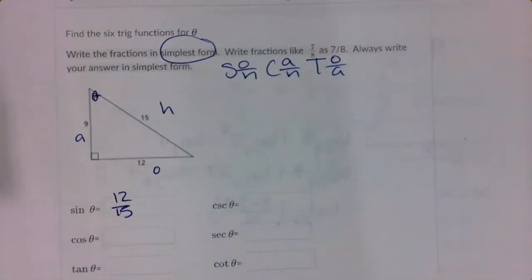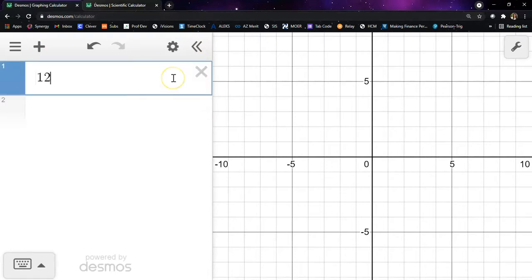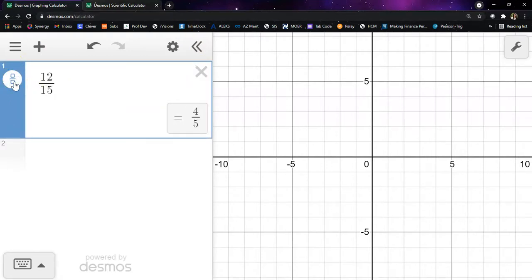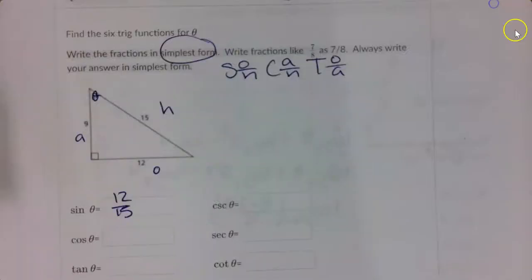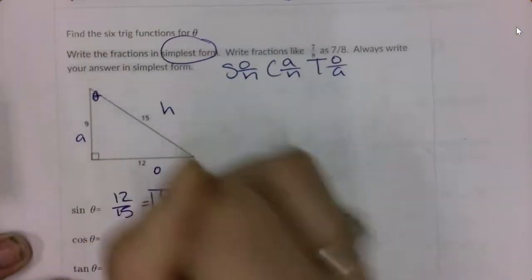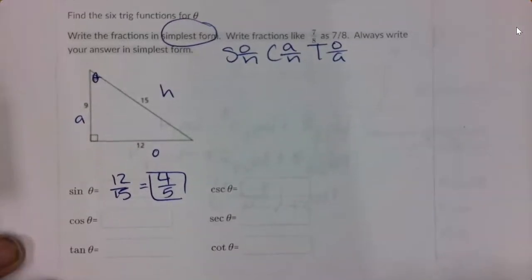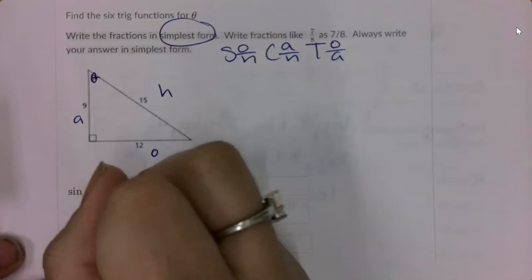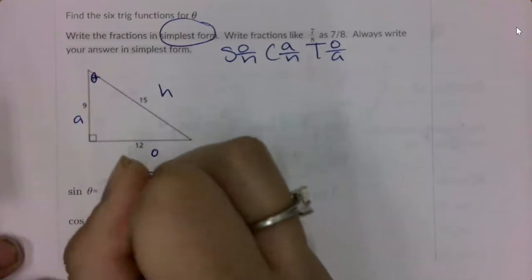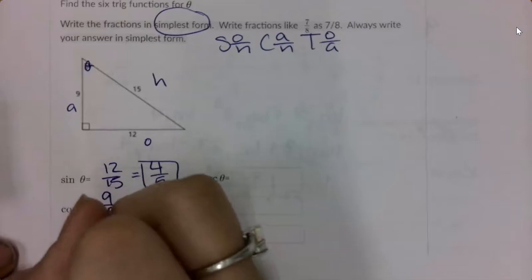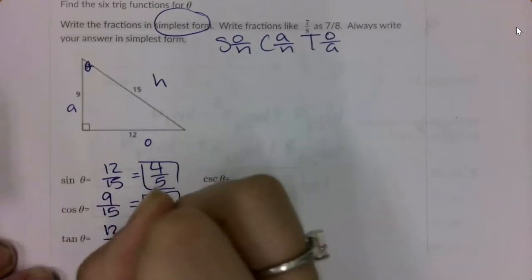I can type this into Desmos. I'm just going to do it for sine, but I can do this for all of them. I'm going to do 12 divided by 15. If I press this square over square, it turns it back into a fraction, which gets me 4 over 5. Okay, cosine is adjacent over hypotenuse, which is 9 over 15, which when I type in the Desmos will give me 3 over 5. Tangent is opposite over adjacent, so 12 over 9, which simplifies to 4/3.